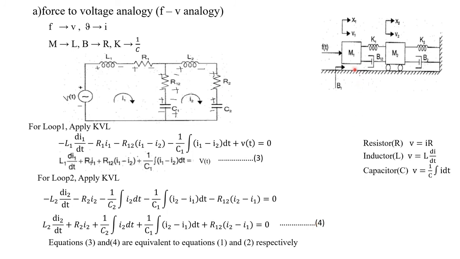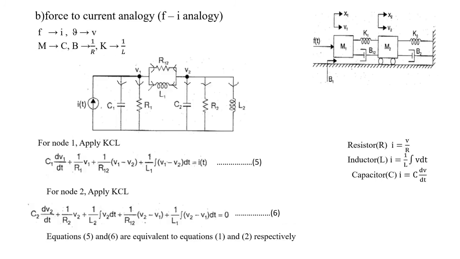In the mechanical translational system, the equation for M1 will be equivalent to the loop equation for loop 1. Similarly, for mass 2 we have a differential equation that will be equivalent to the equation obtained for loop 2. That we can compare at last. So this is the first analogy, the force to voltage analogy.